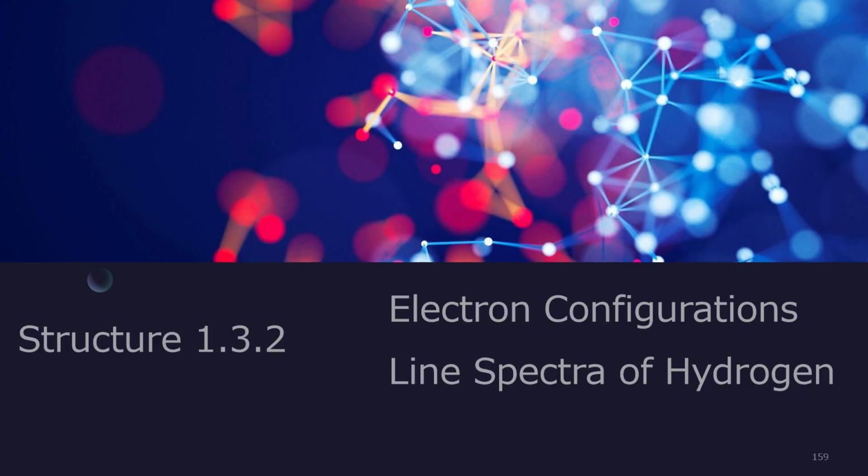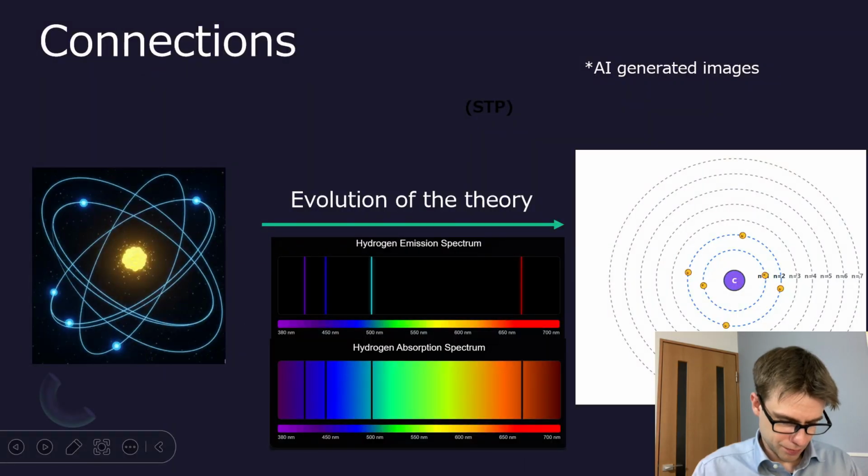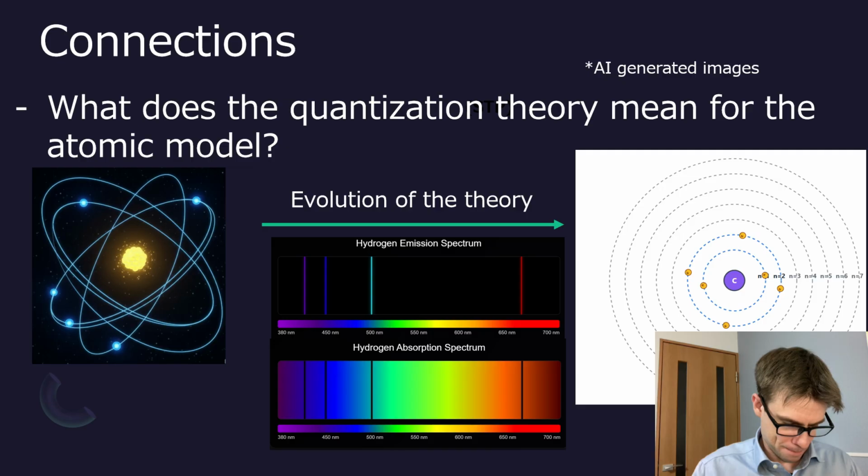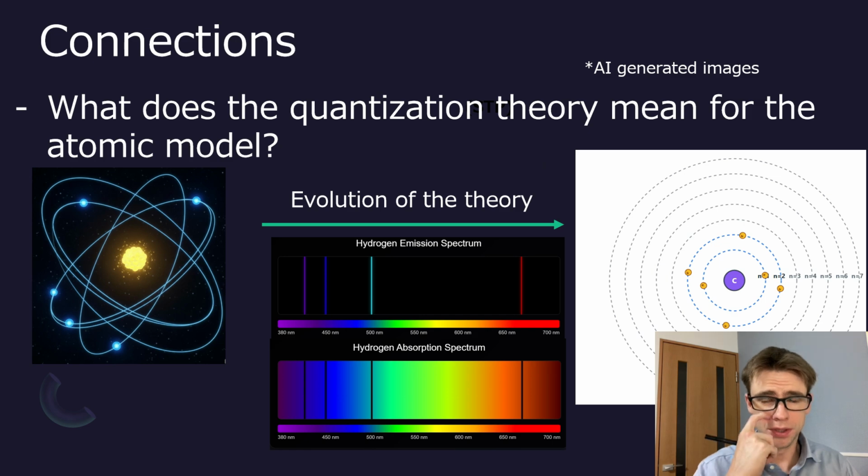So this is 1.3.2, line spectra of hydrogen, for the IB chemistry curriculum. What does the quantization theory mean for the atomic model? In my previous video, I introduced the idea of quantization, so something about the way that hydrogen emits and absorbs visible light radiation was not continuous, it was quantized.